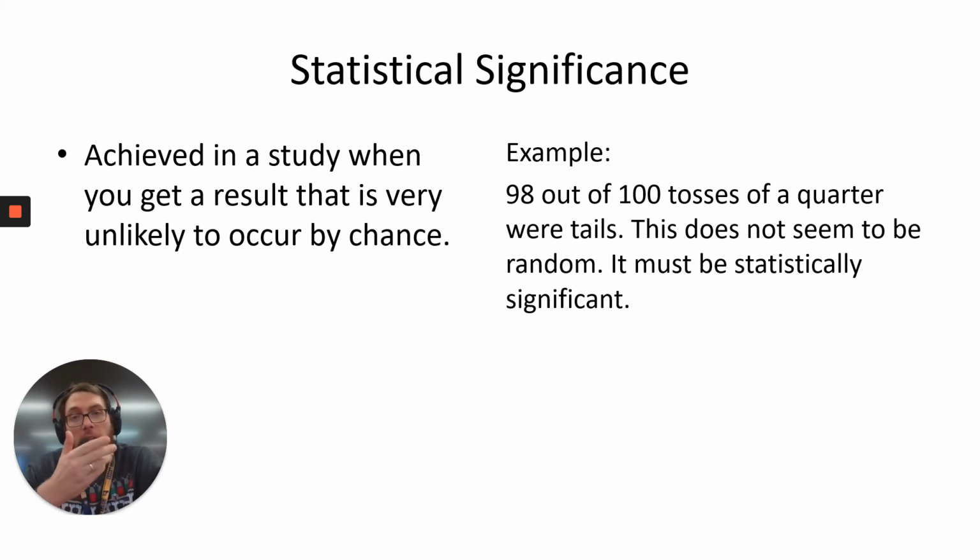For example, if I toss a coin 100 times, it should be 50-50, heads, tails. But I get 98 of the 100 tosses as tails. That's probably not just randomly done. There's something going on with either the way I'm tossing it or how the coin is made, and maybe it's weighted. Okay, there's some statistical significance to that. And what we're going to be looking at as the semester progresses is how to mathematically and statistically show that in order to come up with some type of conclusion.